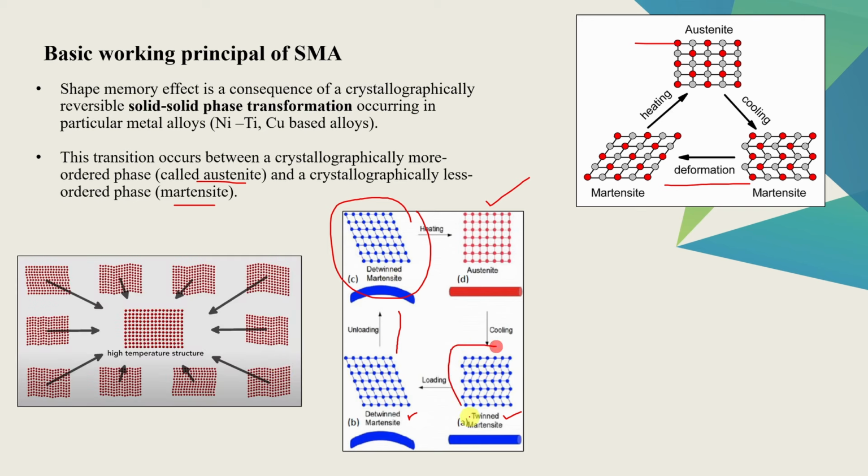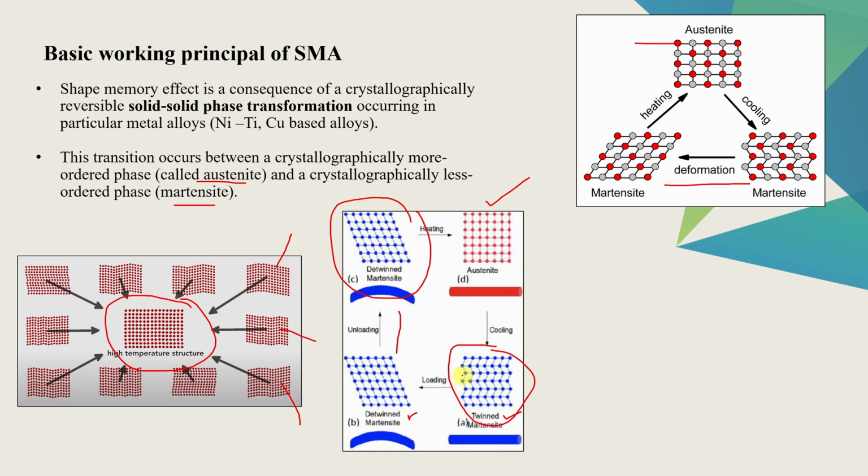We started with this. Let's say we apply tensile load, we get this arrangement of detwinned martensite. We apply shear, we get this arrangement. We apply some mixed loading, we get this arrangement. But all the arrangements after heating will go back to the same arrangement of austenite. And when you cool this, we will get twinned martensite, but the shape will be the same.